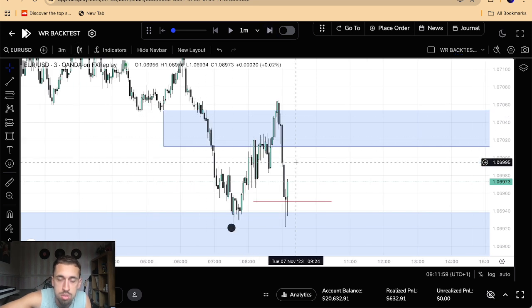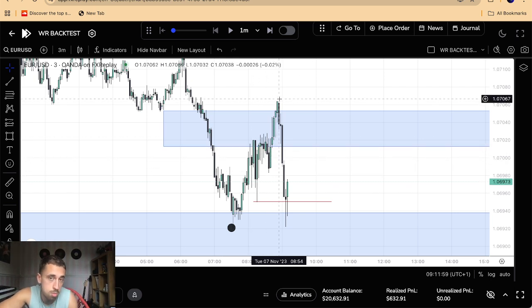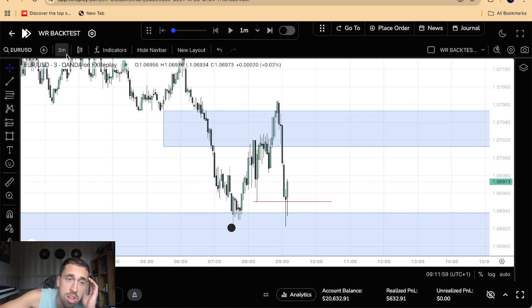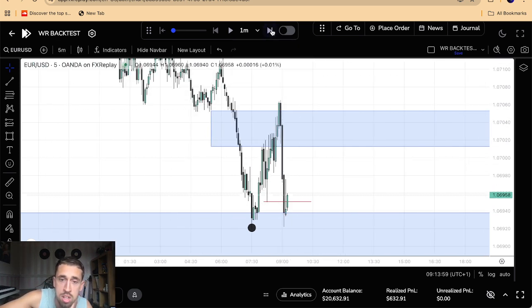Alright, cool. So this is also the same thing with accumulation. Sometimes we manipulate above to come and manipulate below. We'll snatch both sides. So I still would potentially look for a long here if it gives it.